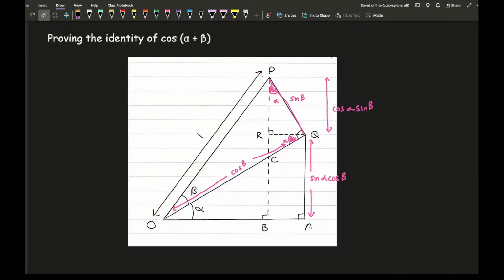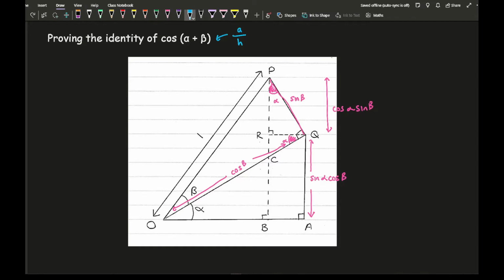Now when it comes to proving the identity of cos alpha plus beta, again if we think back to the cos formula, in order to work with cos, I need to know the adjacent and I need to know the hypotenuse. Now if I take the triangle of POB for starters, then obviously I need to know what the adjacent is going to be of that triangle.